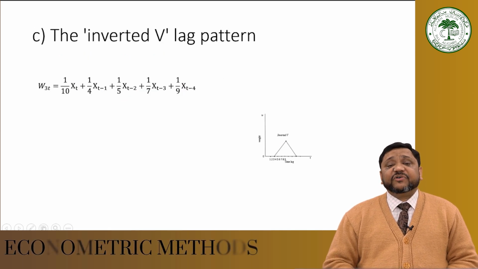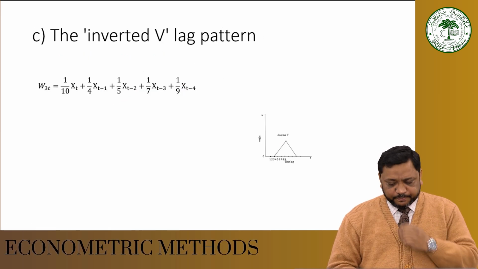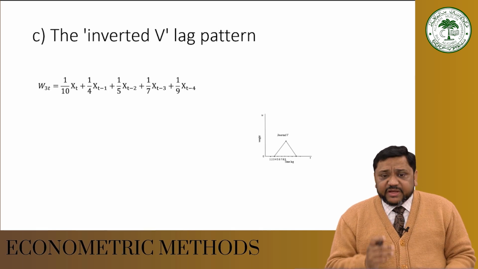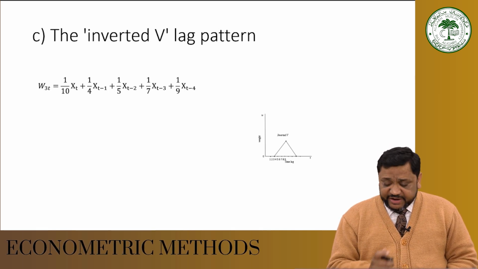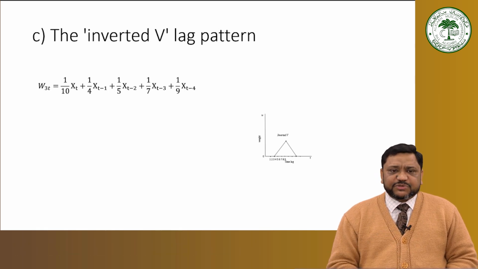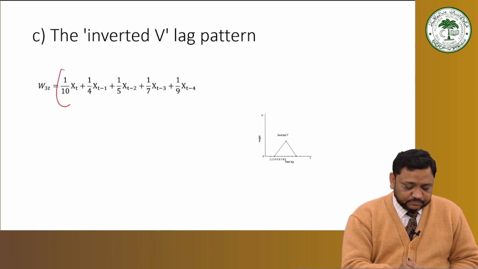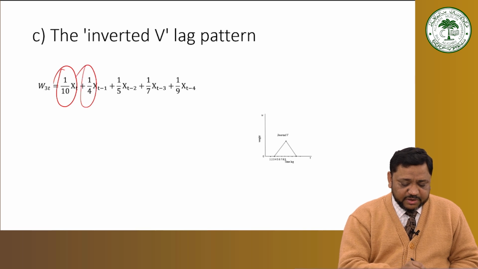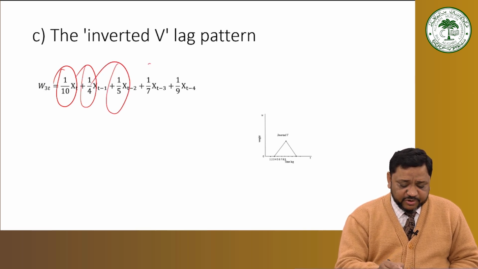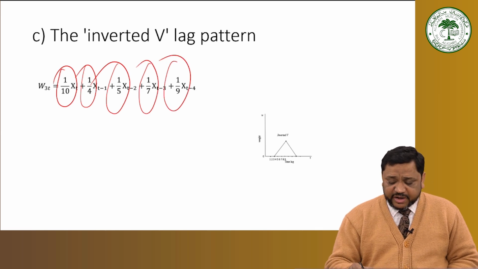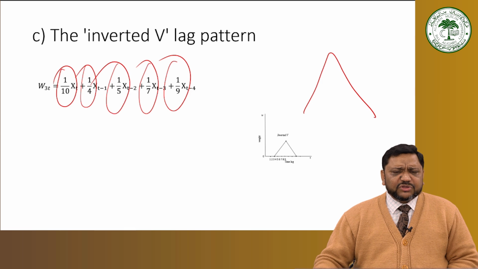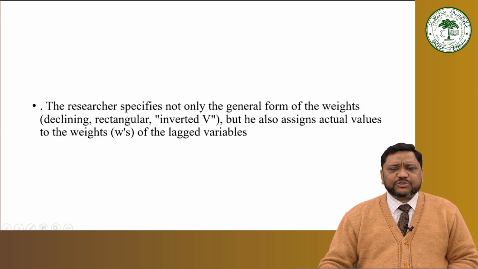Then you have this inverted V pattern. Here it is assumed that the weights are initially increasing, then subsequently declining. They increase, then decline, then increase again, giving an inverted U shape. So these are some of the possible patterns.